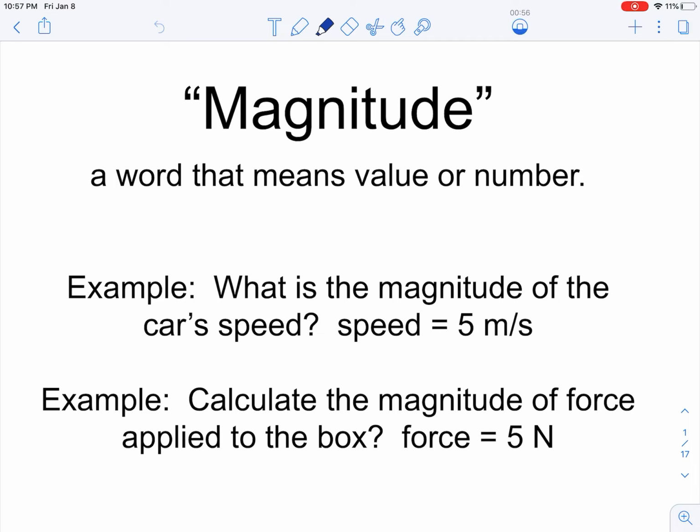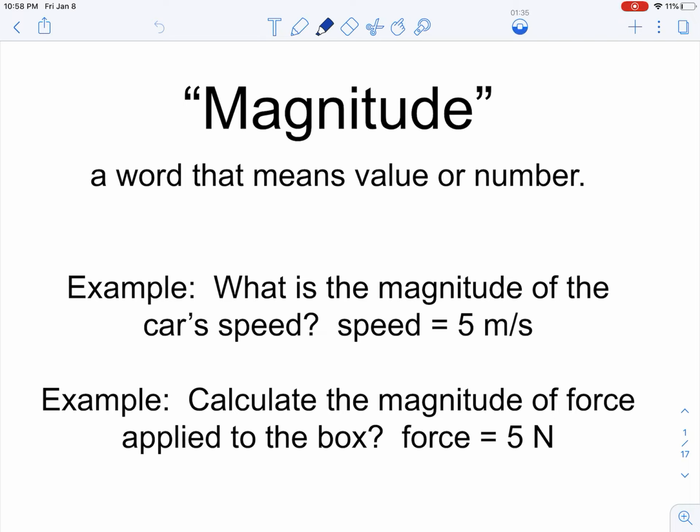Magnitude is a word that you are going to see in questions and instructions and labs throughout the course. Now, the word magnitude is just a word that means value or number. Magnitude is not a variable. We do not measure magnitude. We do not calculate magnitude. We can calculate the magnitude of a variable. We can measure a variable, but magnitude all by itself is a word that just means number.